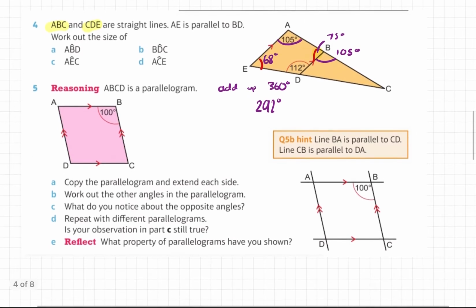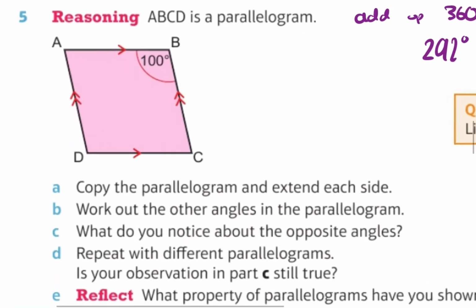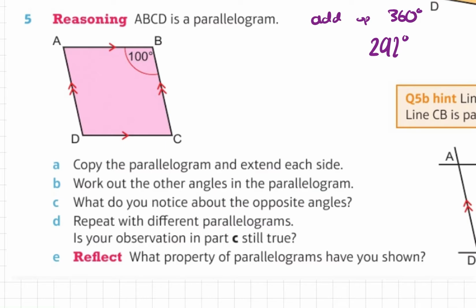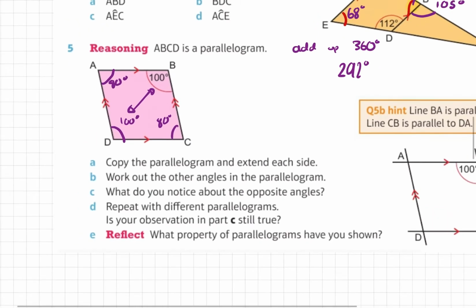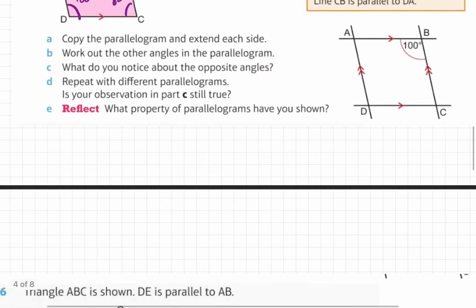Right. So ABCD is a parallelogram. In a parallelogram, you can see here we've got parallel lines. They're parallel because of our dash, dash, dash, dash. So what happens here? Well, that's 100 degrees because the opposites are equal. And what are we left with? Well, 100 plus 100 is 200. Our total is 360. Take away 200, it's 160, and half it, 80 degrees and 80 degrees. That's just a quick fire way of how we work them out.